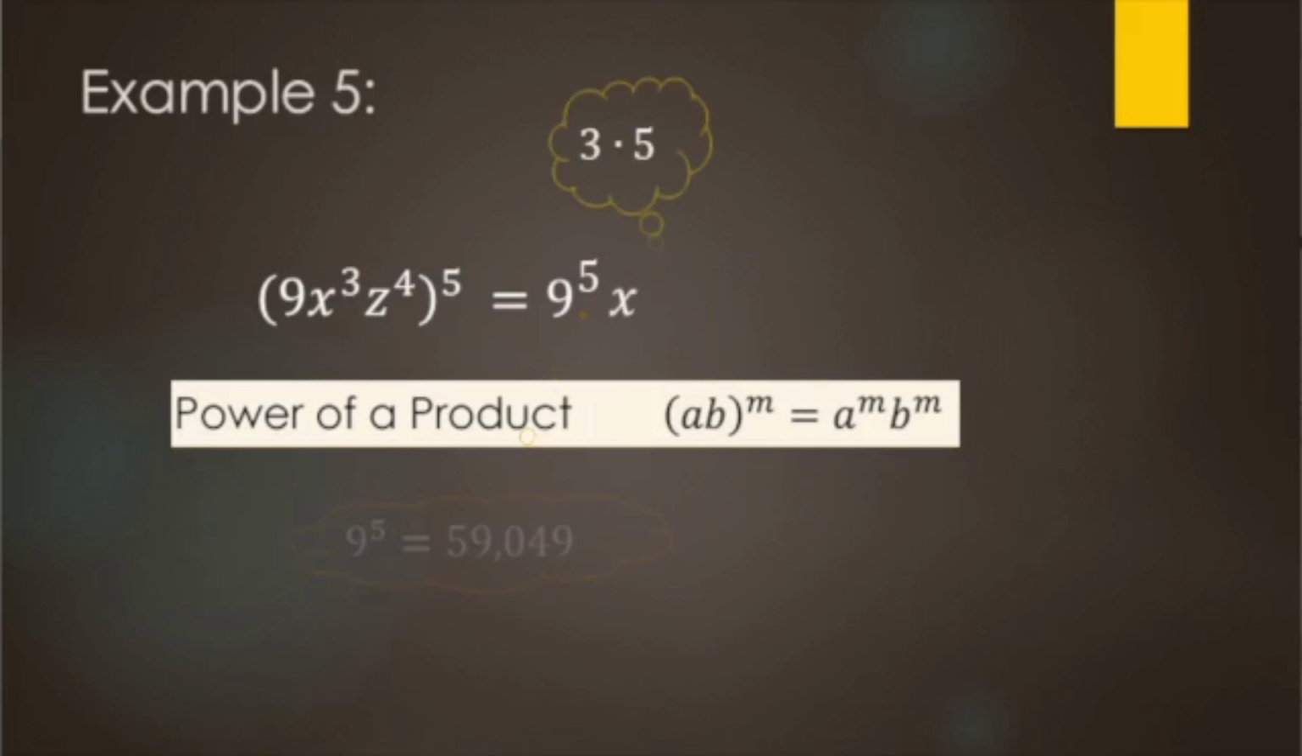Next up, we're going to look at our base of x. So we have x to the 3rd to the 5th. We're going to multiply 3 times 5, giving us x to the 15th power. And then last, we got the z factor. So z to the 4th to the 5th, that's going to be z to the 4 times 5, makes 20. And boom, there we go.